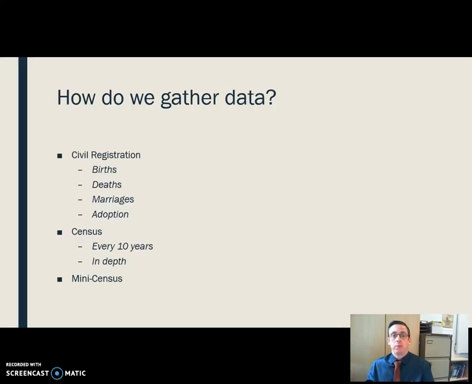Now, how we do it in the UK, we've got a couple of different versions that we can use. So we've got civil registration, and that is where you get registered by government agencies, it can be local or national government, and they take a register of your birth, so you get issued with a birth certificate. Deaths, you get issued with a death certificate. Marriages, again, a marriage certificate. And adoption, where a certificate of adoption would be recorded.